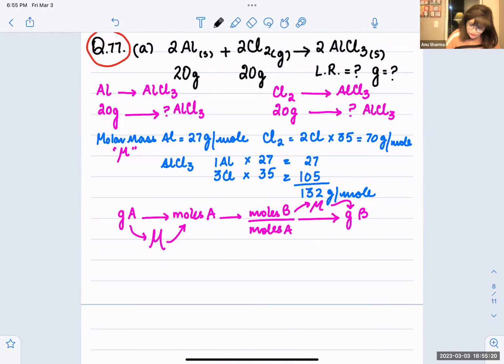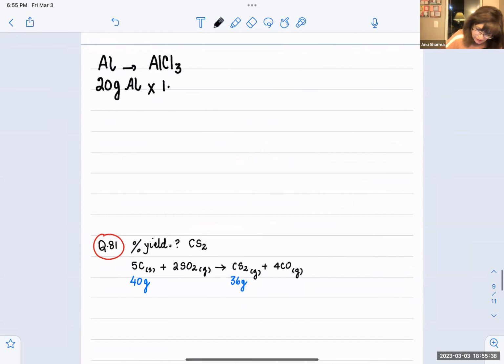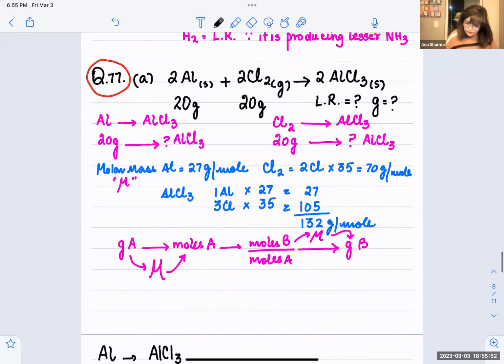All right, let's do this now. So we have aluminum to AlCl3. Let's do this first. So 20 grams aluminum times 1 mole, let me move this up, sorry about that, 1 mole of aluminum over 27 grams of aluminum, multiplied by the mole to mole ratio. So that is 2 to 2.